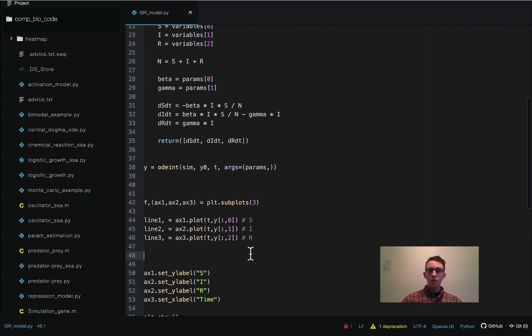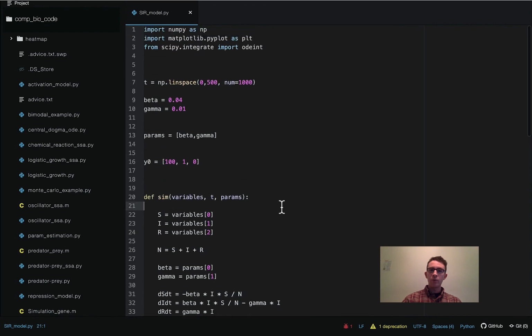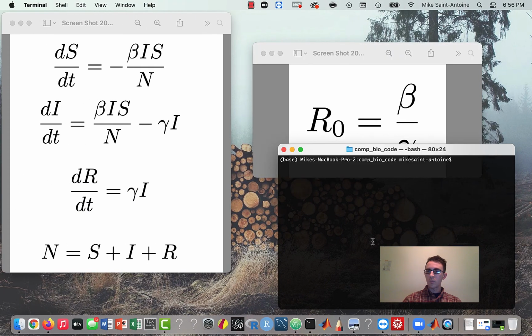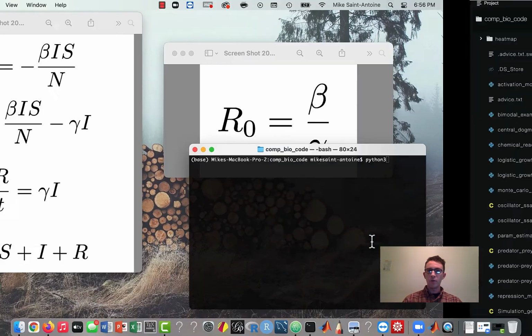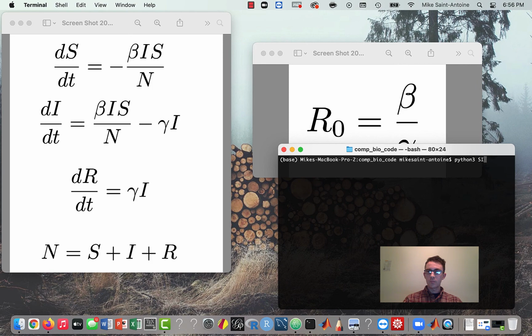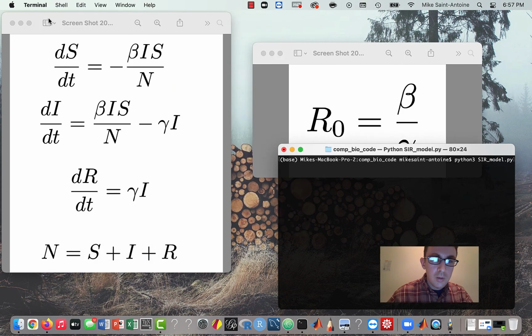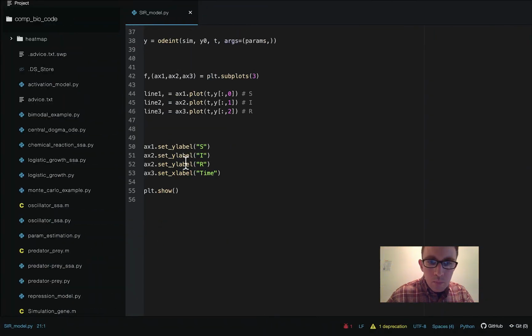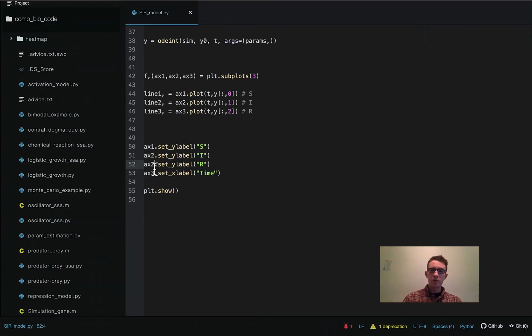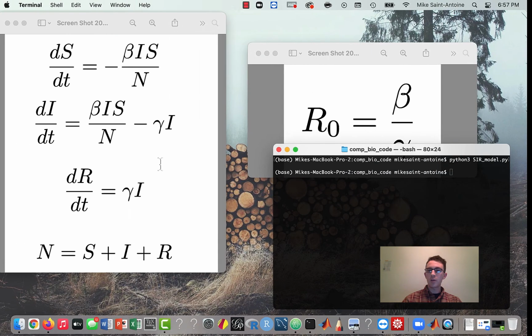Okay, so let's run this now, and hopefully it'll work. What did I call this again? Oh, wait, whoops. Sorry, I forgot to make this a 3. I just noticed that it didn't label the R plot, so I just wanted to change that to make that 3. Sorry about that.